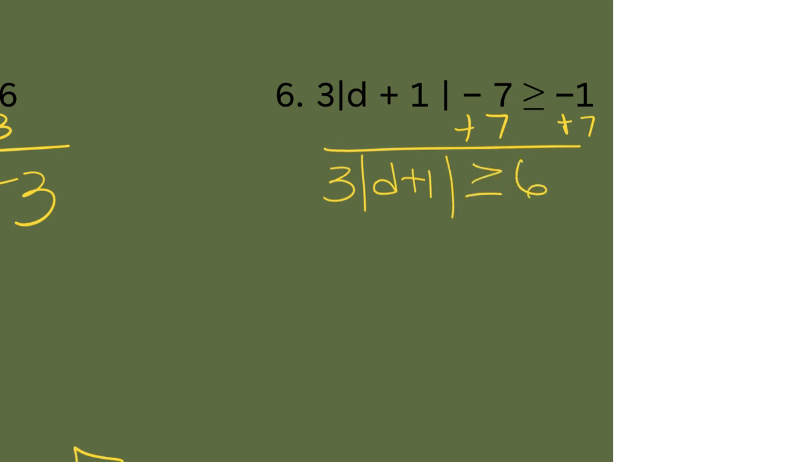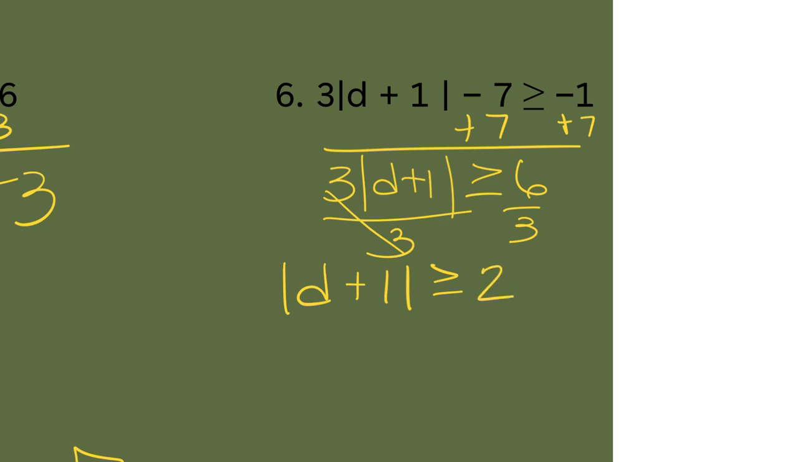What do I do now to get rid of that 3? Divide by 3, correct. So I'm going to be left with the absolute value of D plus 1 is greater than or equal to 2, right? So now I'm able to decide, is this positive or negative? It's positive. Is it going to be and or or? Or. So I'm going to have D plus 1 is greater than or equal to 2, or D plus 1 is less than or equal to negative 2.